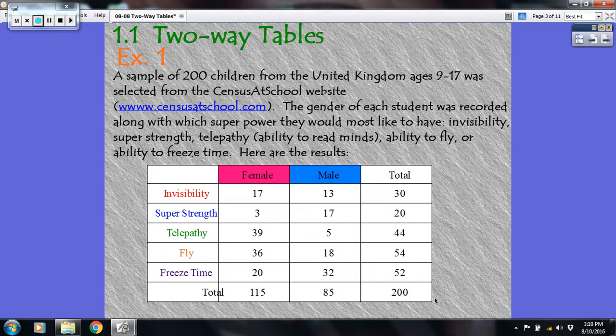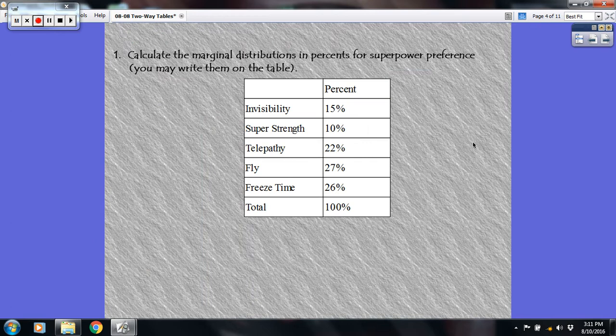So when we're talking about the marginal distribution, we're doing this as percentages of the whole. Invisibility: 30 out of 200 selected invisibility, and we can come up with a percentage for that. 20 out of 200 preferred super strength, and we can produce the percentage when we perform that computation. So those were 15% and 10% respectively. And let's look at what happens when we calculate also for telepathy, flying, and freeze time as well. We should come up with this marginal distribution.